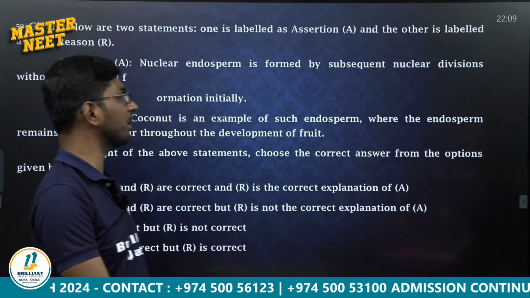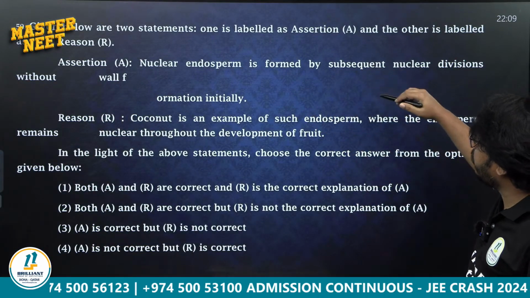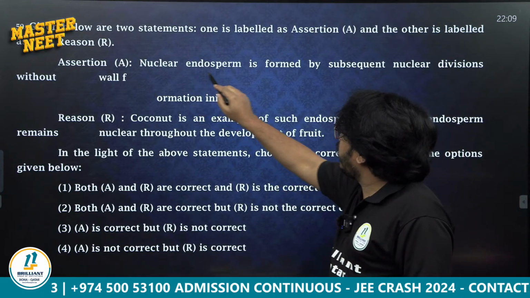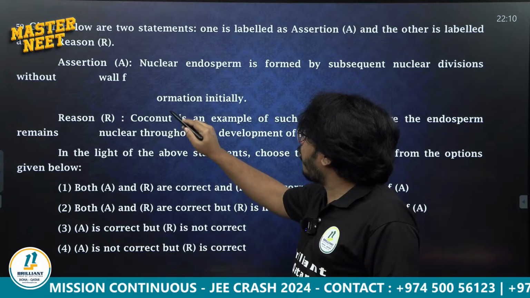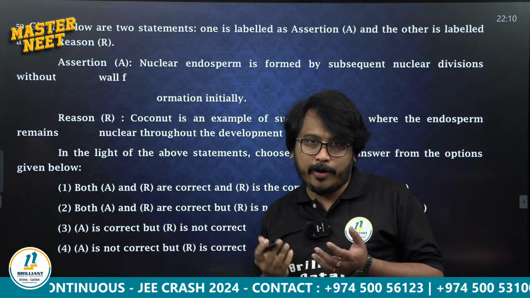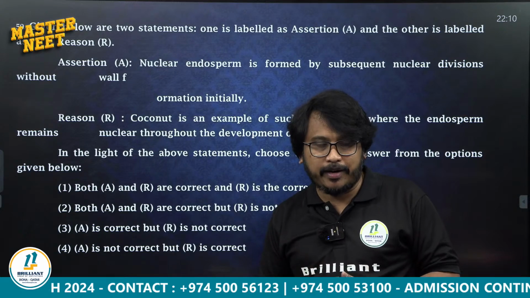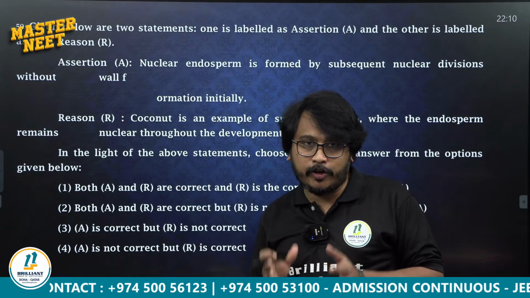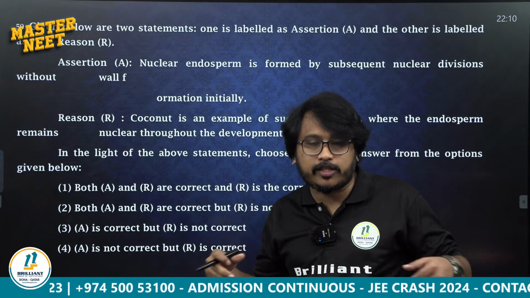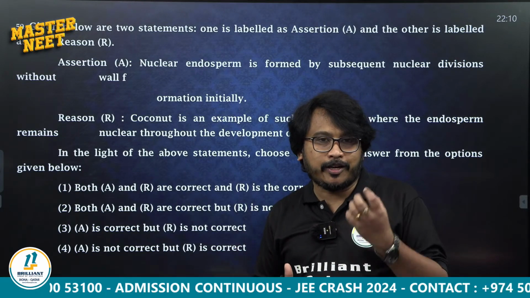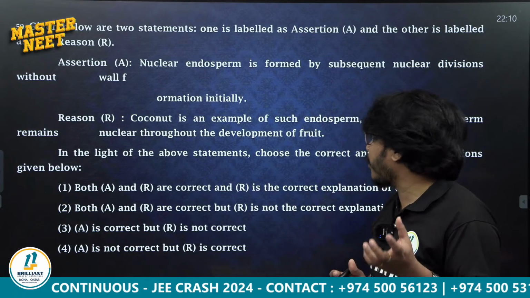Next question. Last question, beta. Given below are two statements, assertion and reason. So let me read the assertion. Nuclear endosperm is formed by subsequent nuclear division without wall formation initially. You know about the coconut milk fluid. The subsequent nuclear division is actually taking place, but cell wall formation is not occurring. But after some time, around each nucleus, the cell walls start forming to turn into the coconut white kernel. So the white kernel of coconut is actually cellular endosperm.